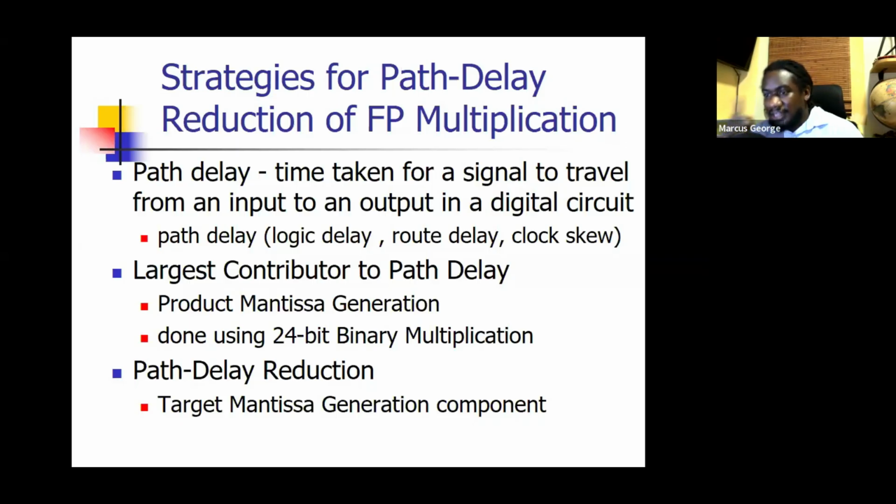So basically the largest contributor to path delay is the product mantissa generation, and that is done using a 24-bit binary multiplier. So if we want significant path delay reduction of the 24-bit floating point multiplier operation, we have to target the mantissa generation component. And there are several ways to do it.